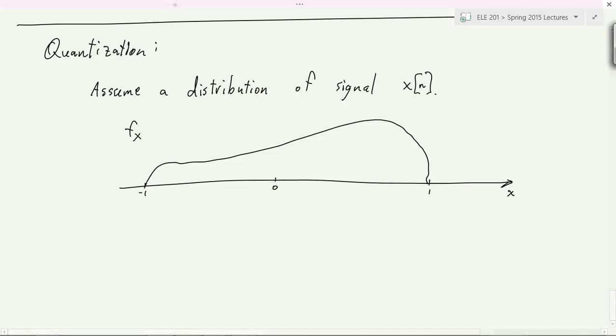You do some sort of quantization, which as we mentioned before, one interesting quantization is uniform quantization. And that means, like my example I gave at the beginning, equally spaced quantization points.